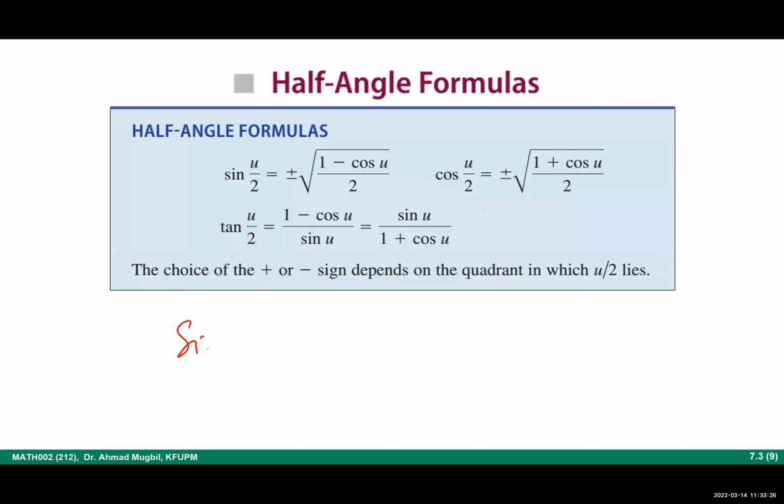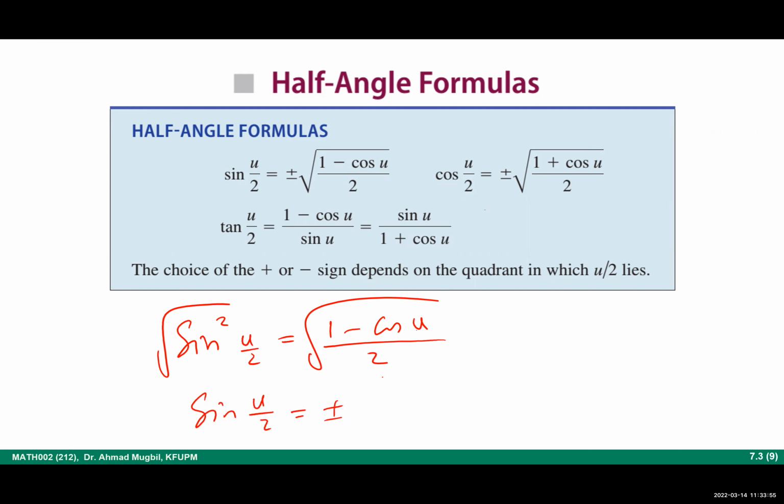Do you remember what we have? Sine squared x equals what? 1 minus cosine 2x over 2, right? This is the lowering power formula. Now, if you have here x, it is here 2x. If you have instead of 2x a u, here it will be u over 2. Take the square root of both sides. What will you get? Sine u over 2 will be positive or negative the square root of 1 minus cosine u over 2, which is this formula.